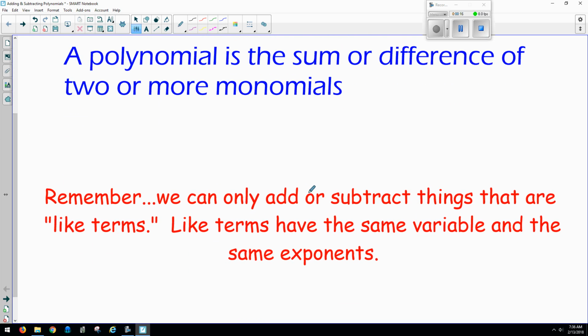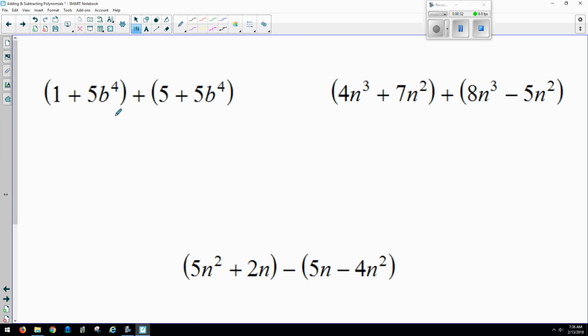This is something really important to remember. When we add or subtract, we can only add or subtract like terms. And remember, like terms are terms that have the same variable with the same exponent. And I'll be explaining a little bit more in detail as we go through some examples. So here's our first example.